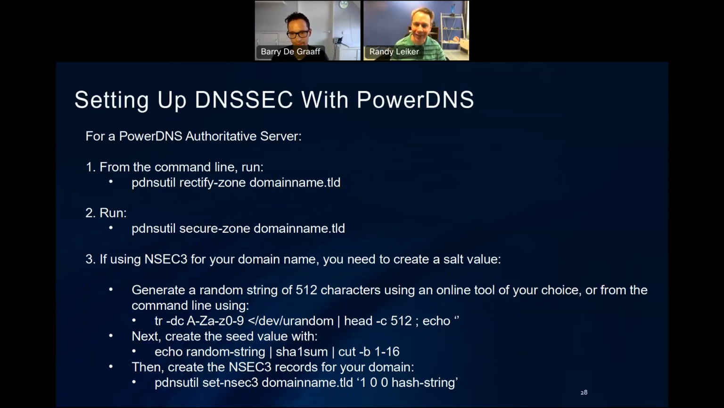So we're going to create the NSEC3 records for your domain name using the pdnsutil set-nsec3 command shown at the bottom of the slide. All you have to do is substitute the domain name.tld placeholder with your domain name and the hash string placeholder text with the 16-character hash that you created in the prior step.